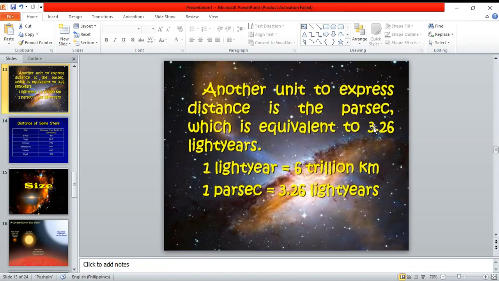There is another unit to measure distance in space, which is called a parsec, which is equivalent to 3.26 light years. One light year is equivalent to 6 trillion kilometers, while one parsec is equivalent to 3.26 light years.